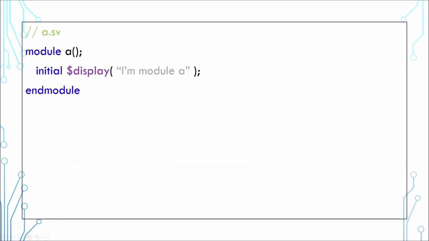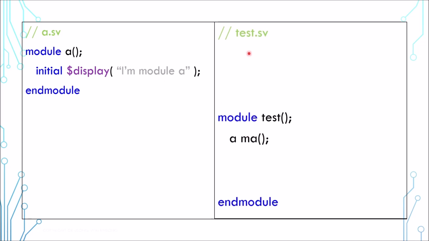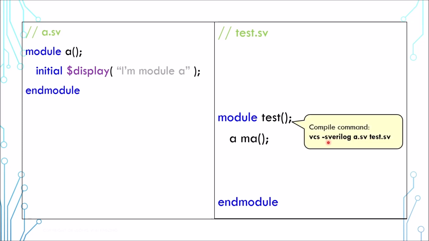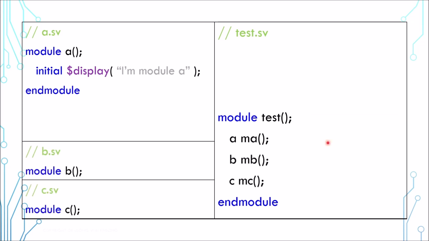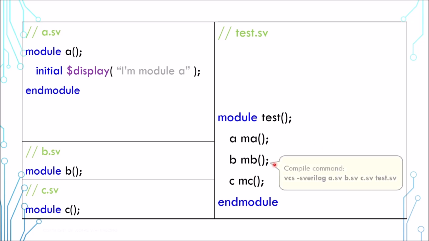In this example, this is module A in file a.sv and this is module test in test.sv. Test uses A. If you are using VCS, this is the compilation command. Now let's say we add more files and modules. The command needs to change as well.